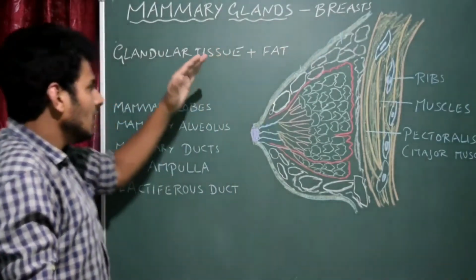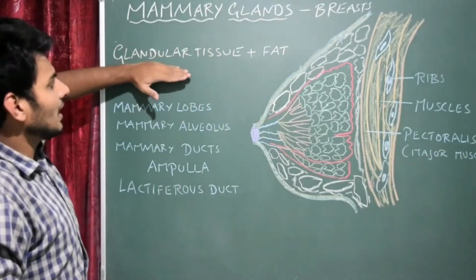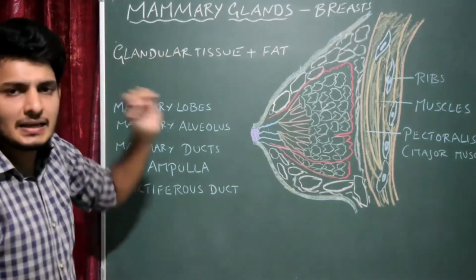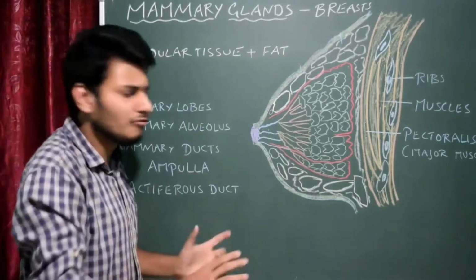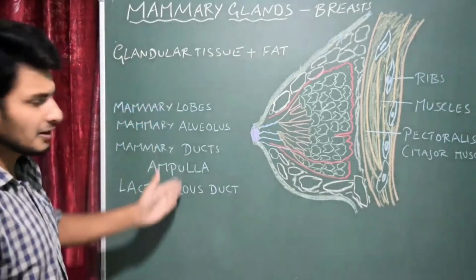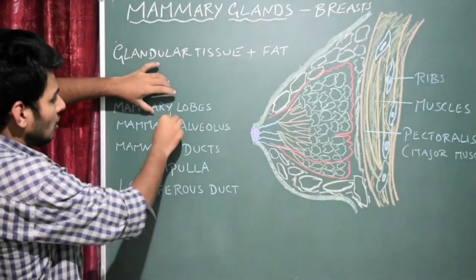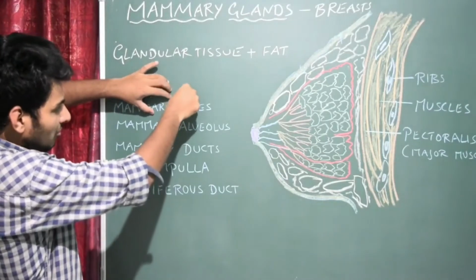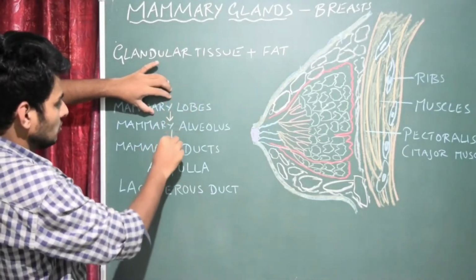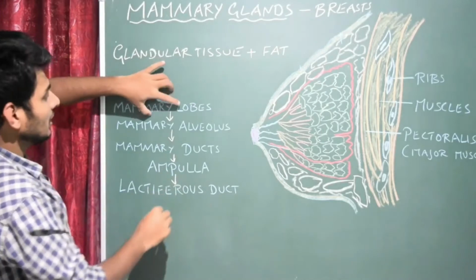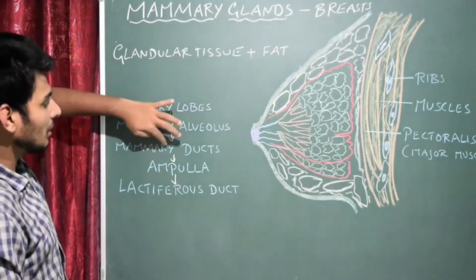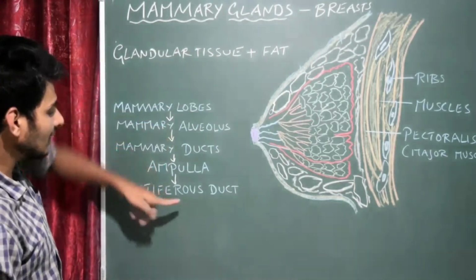Now let us talk about the glandular tissue here. You could see a lot of glandular system. I have already written it to save time. You have to remember it in order for your NEET. This is the first thing. I'm starting from inner to outside. Here I have written mammary lobes, mammary alveolus, then mammary ducts, ampulla and lactiferous duct.